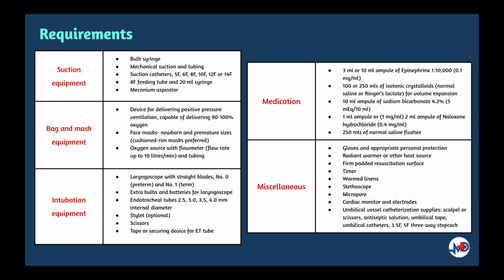Finally, miscellaneous items, such as gloves and appropriate personal protective equipment, a radiant warmer or other heat source, a firm padded resuscitation surface, a timer, warmed linens, stethoscope, micropore tape, cardiac monitor and electrodes, and umbilical vessel catheterization supplies such as scalpel or scissors, antiseptic solution, the umbilical tape and catheters, and a 3-way stopcock if this is required later.